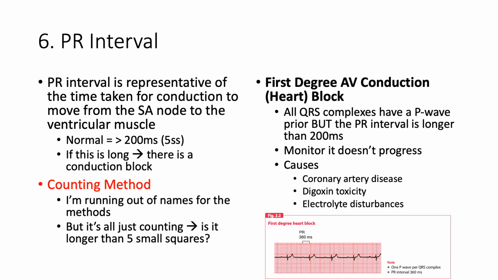All right, moving on to our PR interval. The PR interval, as I explained at the start, is how long it takes the conduction to move through the AV node, essentially. And if it takes a long time, then it's a conduction block. So you pretty much count it.